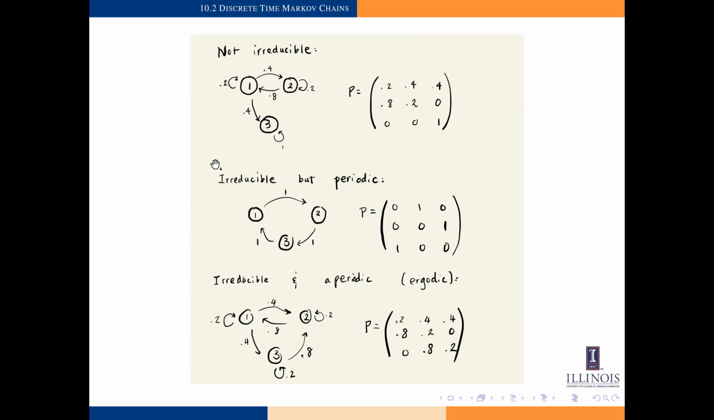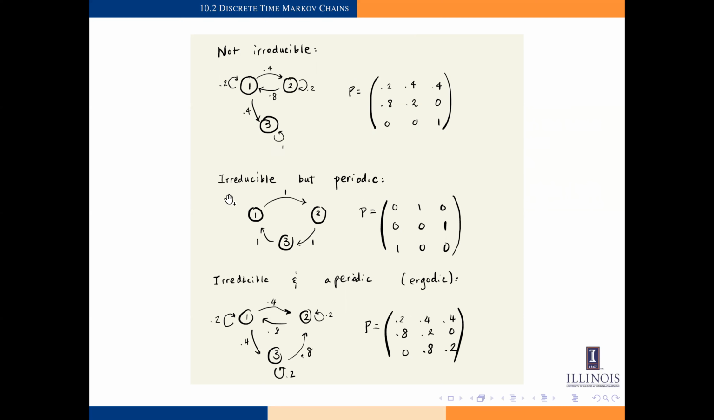The first example here is a Markov chain that is not irreducible. In this particular example, you can see that 1 can go to 2, 2 can go to 1, 1 can go to 3, but once you get into 3, you are stuck. Because once you get into 3, then you have a 100% probability to stay inside 3 at the next time point. In this case, state 3 is called an absorbing state. So this doesn't satisfy the irreducibility requirement because we cannot go from state 3 to state 1.